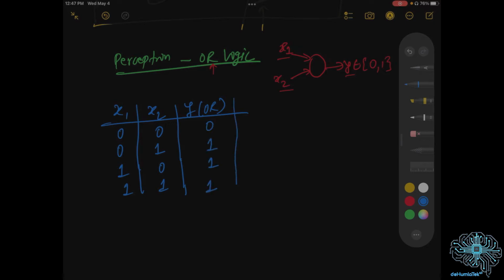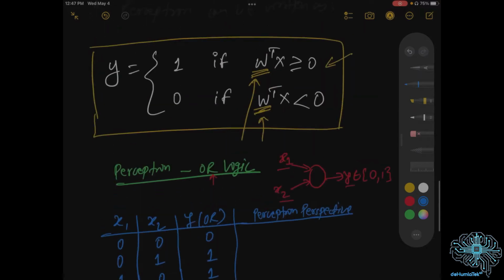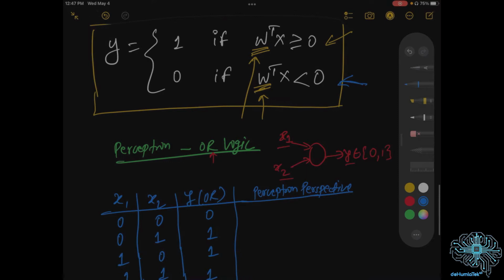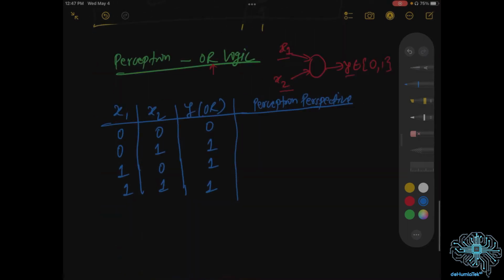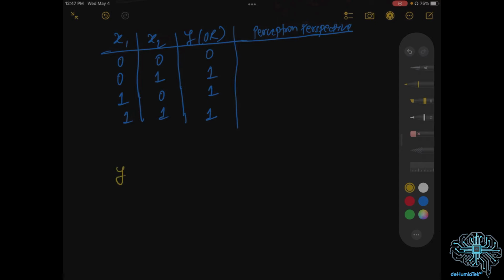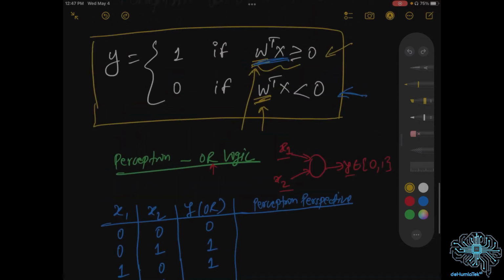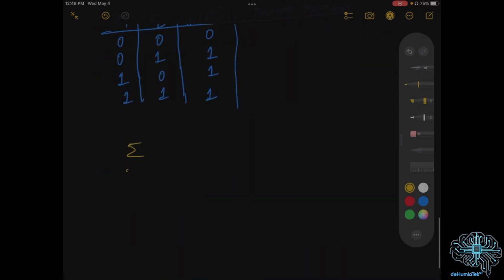Okay, so we'll see the perceptron function in perspective. If we look at this function, this can be expanded, so we'll see how it can be expanded. If i equals 0 to n, this is the perceptron model. So we'll just see the expansion for this expression.